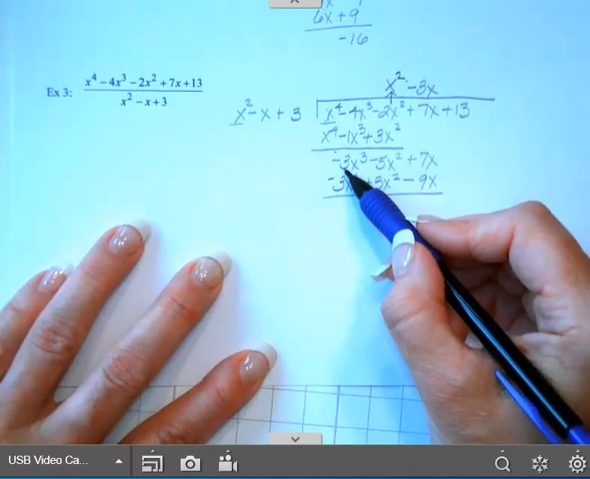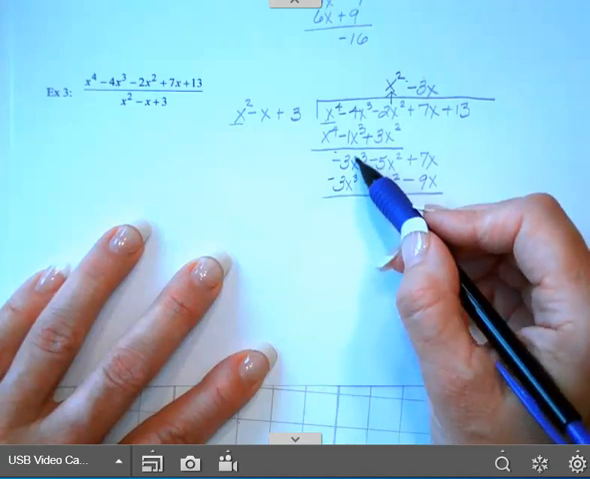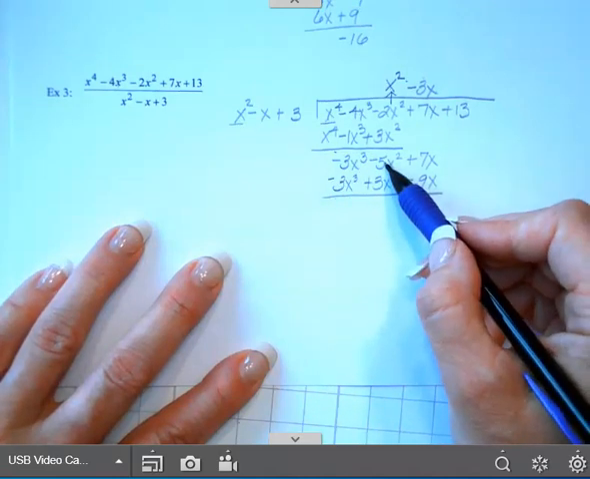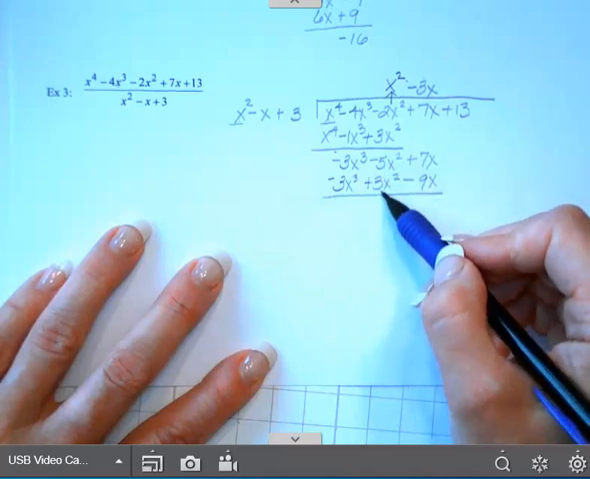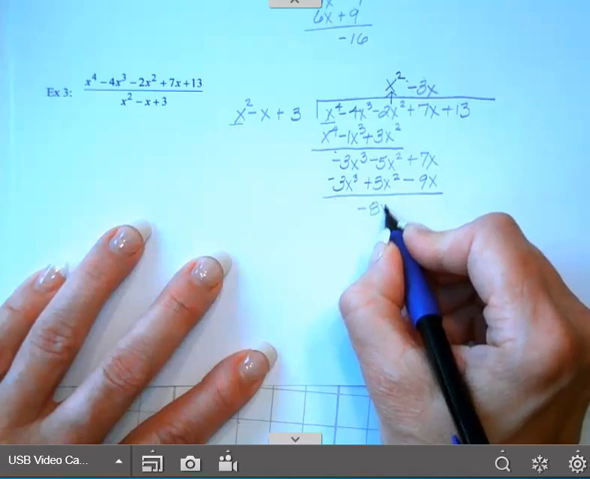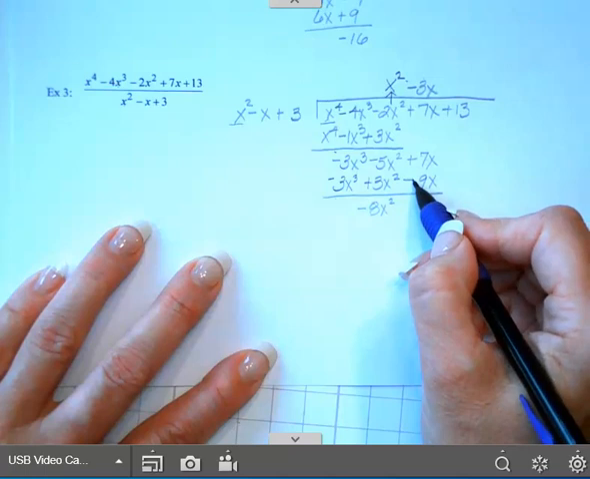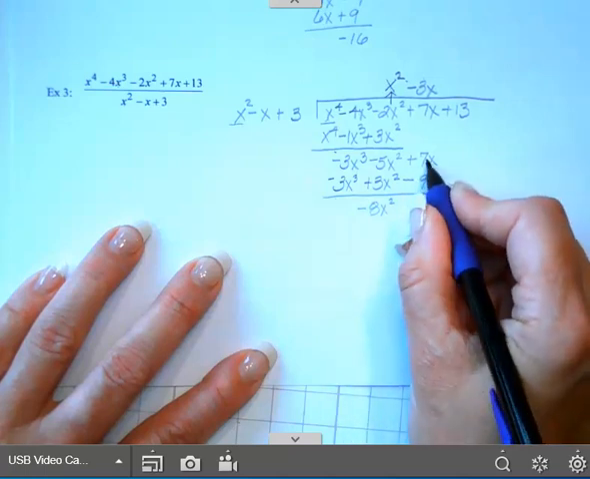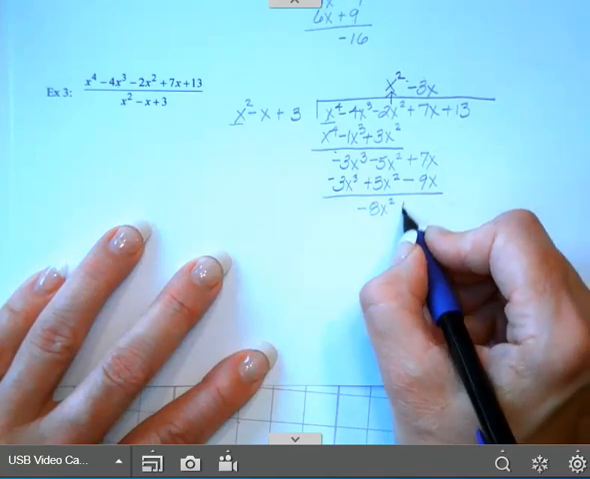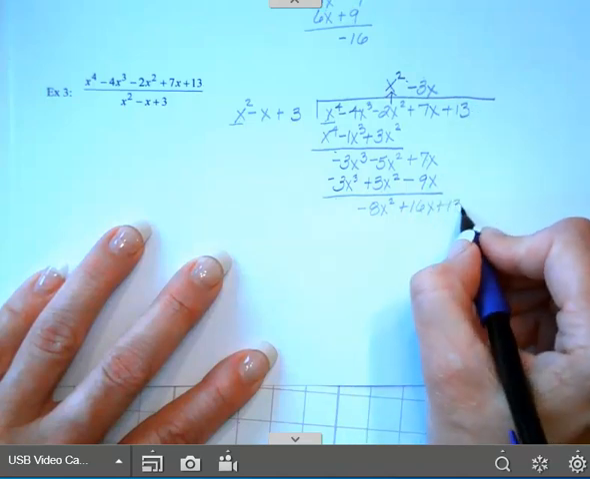And then I subtract. So negative 3x to the 3rd minus a negative becomes plus, so those cancel. Negative 5 minus 3 will give you negative 8, and that's x squared. 7 minus negative 9 gives you 7 plus 9, so that's going to be plus 16x. And then I need to drop my 13 down.